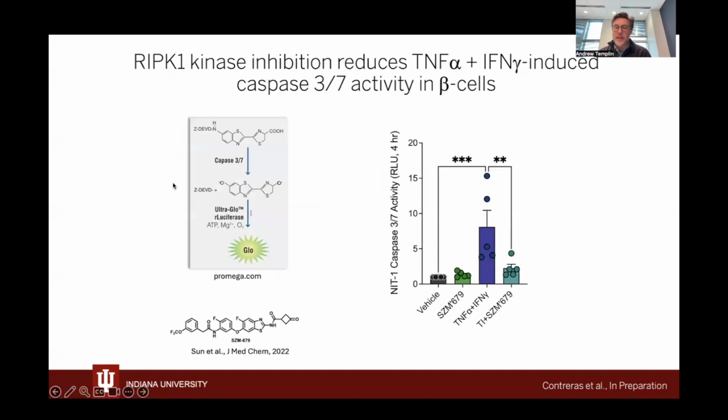We used another approach to quantify caspase activity, this time using a luminogenic caspase substrate that is available through Promega. And then we tested our small molecule RIP1 kinase inhibitor again. And 4 hours after treatment with TNF-alpha and interferon gamma, we had a significant upregulation in caspase activity that was blunted with addition of SCM-679, shown here on the right.